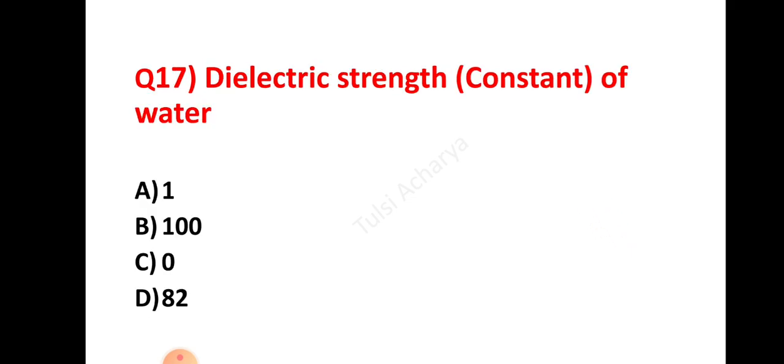Now let's move to question number 17. Dielectric strength or dielectric constant of water is, option choice A 1, option choice B 100, option choice C 0, and option choice D 82. If we see these options, the right answer for us is 82. Because of this high value of dielectric constant of water, water is used as a universal solvent. Water is called a universal solvent because of this high value of dielectric constant.